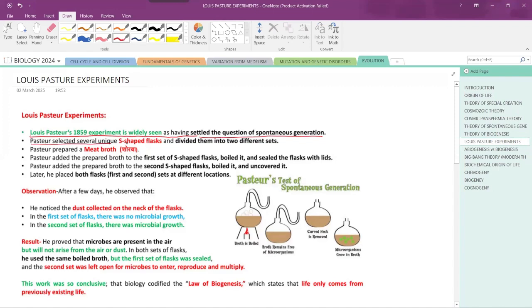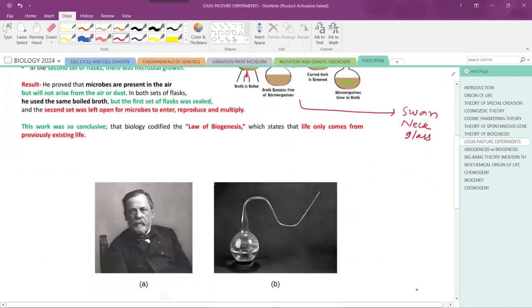Pasteur selected several unique S-shaped flasks and divided them into two different sets. So this is the S-shaped flask, also known as a swan neck flask. See, this is the real flask used by Pasteur.